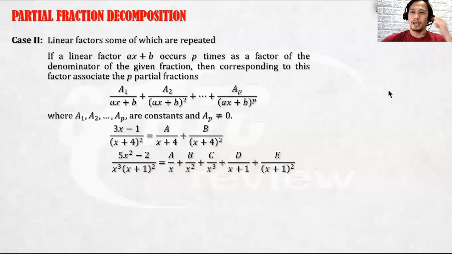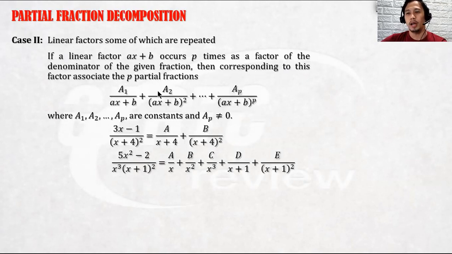So we discussed in our first part the second case of partial fraction, and that is when the denominator of the fraction contains a linear factor ax plus b that occurs multiple times, let's say p number of times. So corresponding to that factor must be associated p number of partial fractions: a sub 1 over ax plus b, and then plus a sub 2 over ax plus b squared, up through a sub p over ax plus b raised to p. And this a sub p must not be equal to 0.